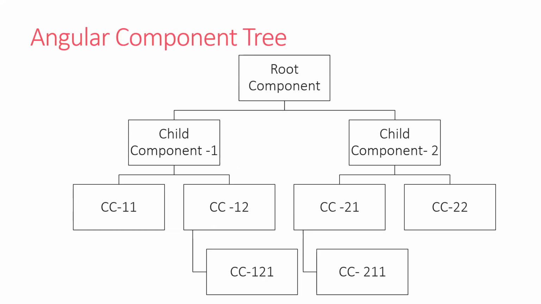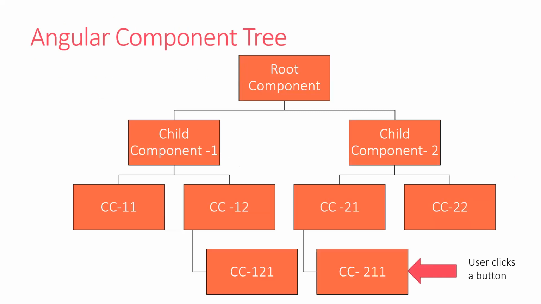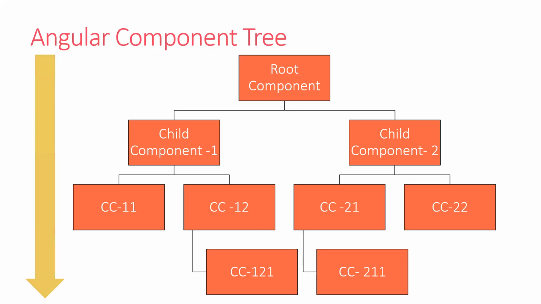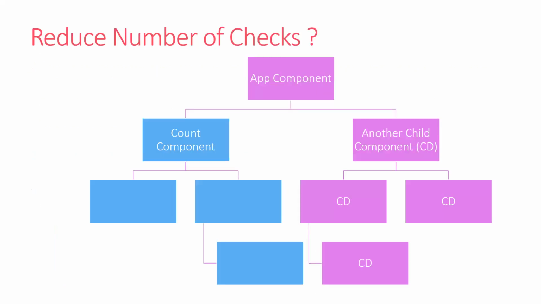You know that the Angular component tree is like this. If you click at the bottom, it will start from the top and so on. So our whole purpose is to reduce the number of checks. These are the performance design considerations, because it is a directed graph from top to bottom, so it is good for performance. So how do we reduce the number of checks?